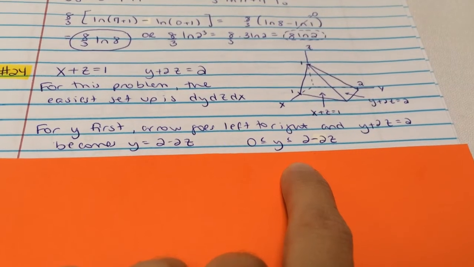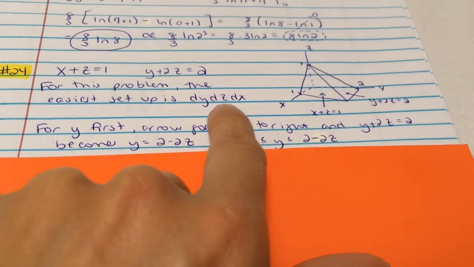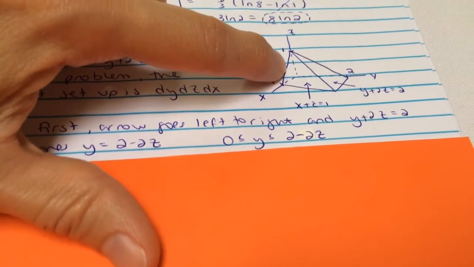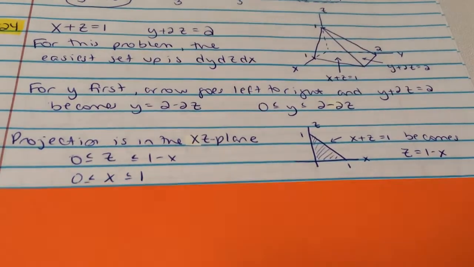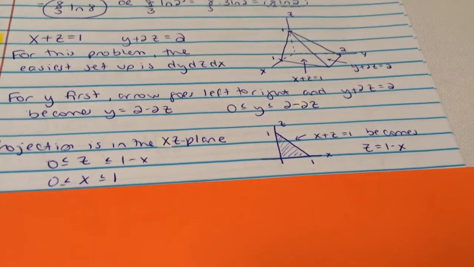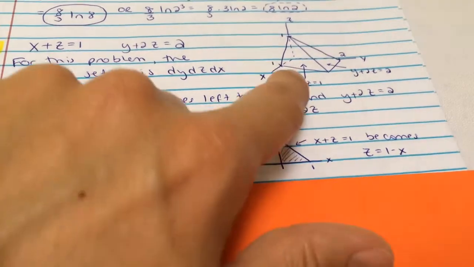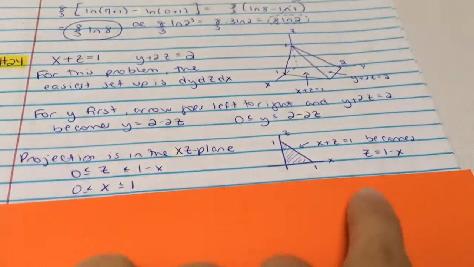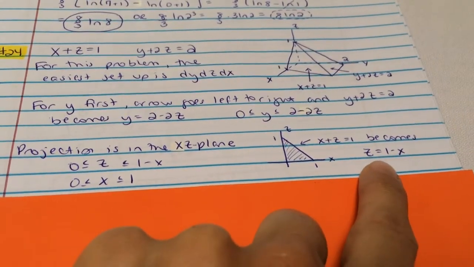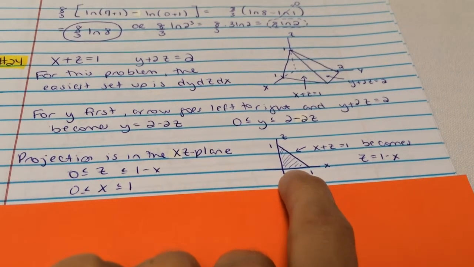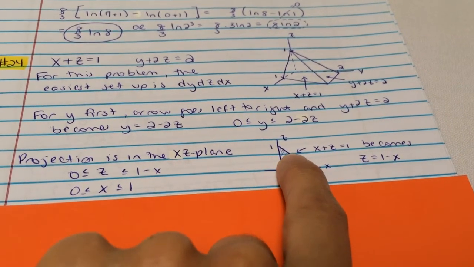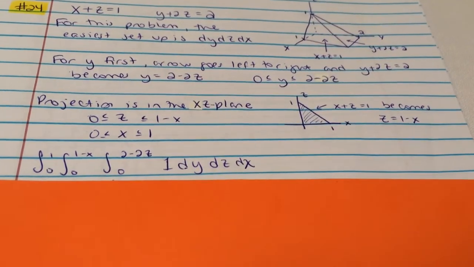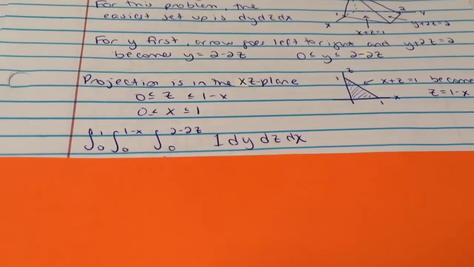Now, for the other two, the z and the x, your projection is in the xz plane. Look in the xz plane and see this triangle. I drew it here. This line came from this plane, and because I'm going to do z first, I'm going to solve that for z. For z, on the bottom is the x-axis, which is 0. On the top is the line. Set it up this way, and then x is between 0 and 1. So this is what it looks like. You can pause it here now and try integrating it by yourself.